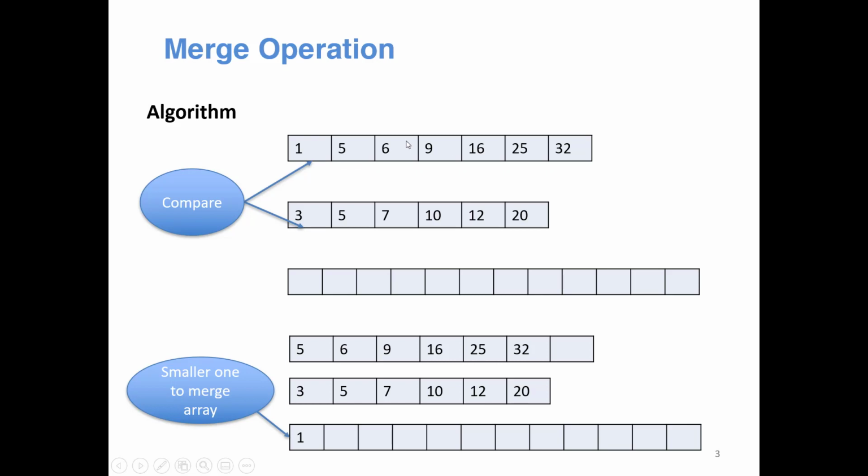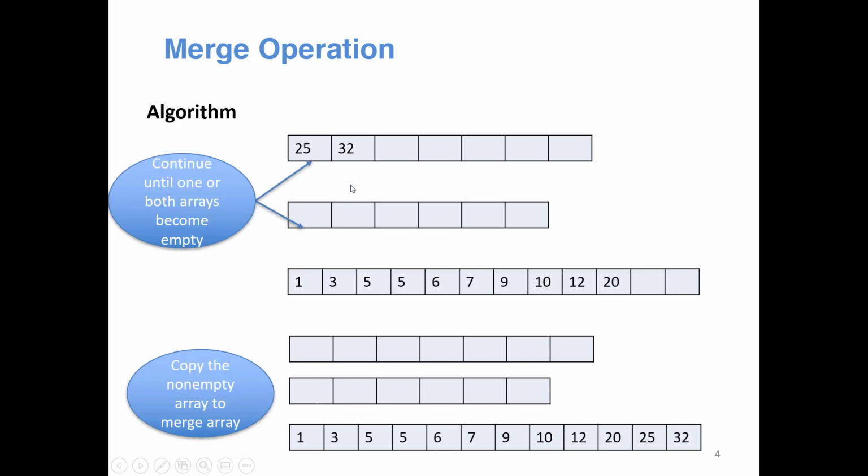So I am taking the same arrays as in the previous slide. What you will do is you will always compare only the first element of both arrays, and whichever element is smaller, you will take it out of this array and put it in the new array which will store the merged array. So in this case, you compare 1 and 3, and 1 is smaller, so you take 1 out of here and put it here, so that this 5 will become the next first element of this array. Then you will compare 5 and 3, and 3 is smaller, and you will take 3 out of here and put it here, and so on and so forth.